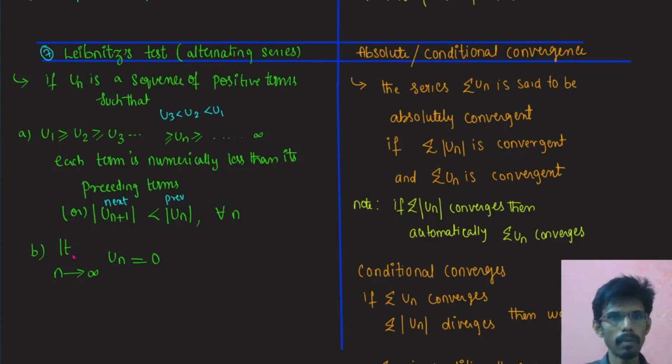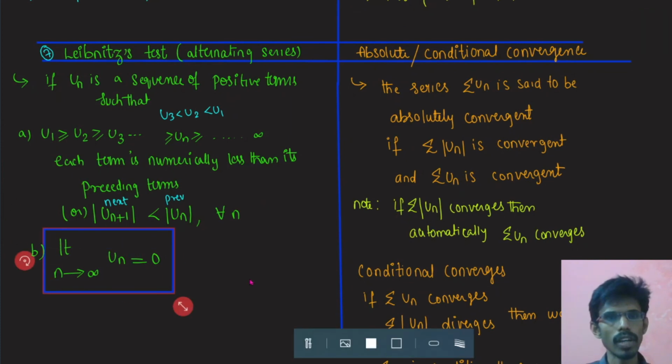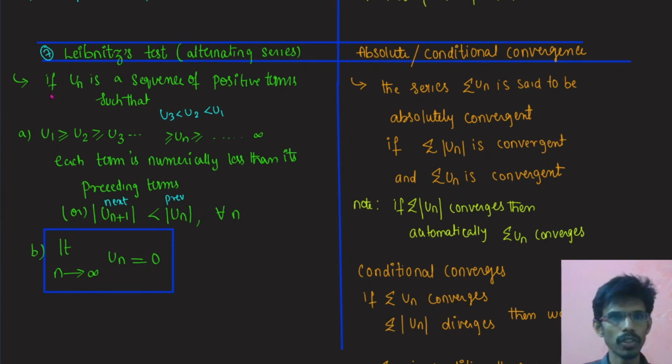Then we apply limit n tends to infinity un. These are the two conditions for the Leibniz test. First one is that each term should be numerically less than its preceding term, and the series should be alternating. Second, limit n tends to infinity, un should be equal to 0. That is the Leibniz test.